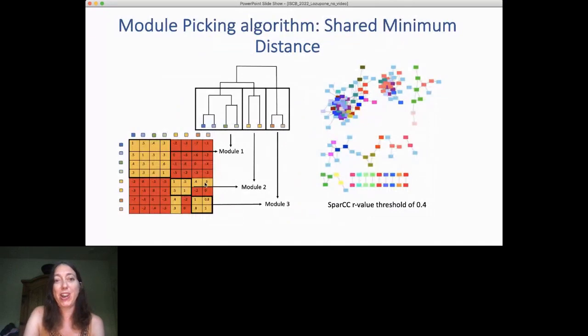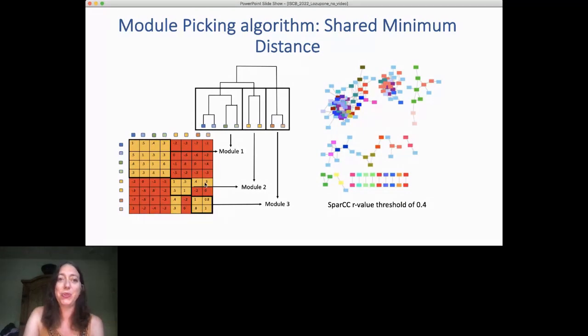We also gave a lot of thought to how we pick modules. There are a couple of different algorithms implemented within SCNIC, but using real and simulated data that's described in a bioRxiv paper, it's in the second round of review right now, so hopefully a real paper soon.